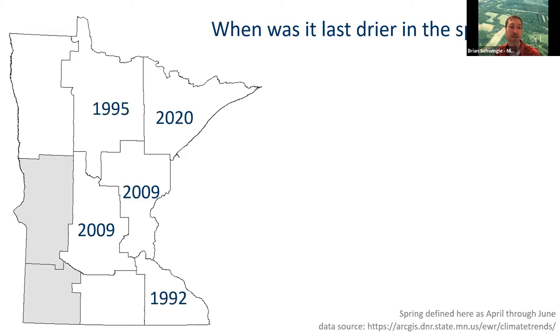So the last time it was drier from April through June in these parts of Minnesota, as you can see, was 1992 to 2009: East Central, Central, Northeast, Southeast, North Central. The last time it was drier in the spring in Northwestern Minnesota and South Central Minnesota was the infamous drought of 1988.